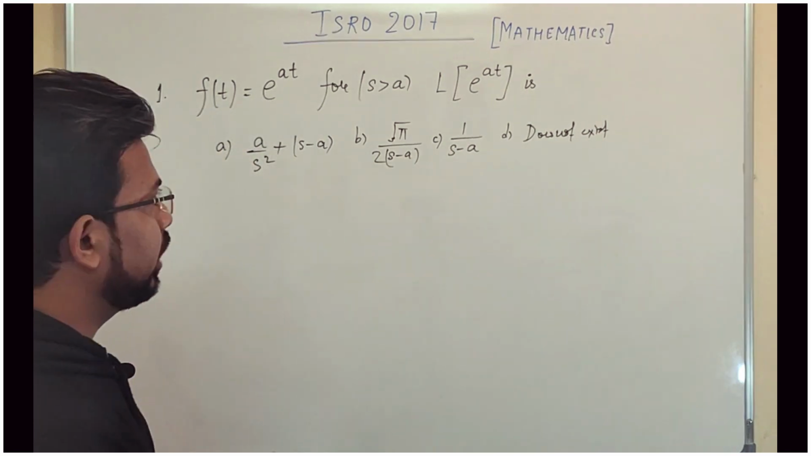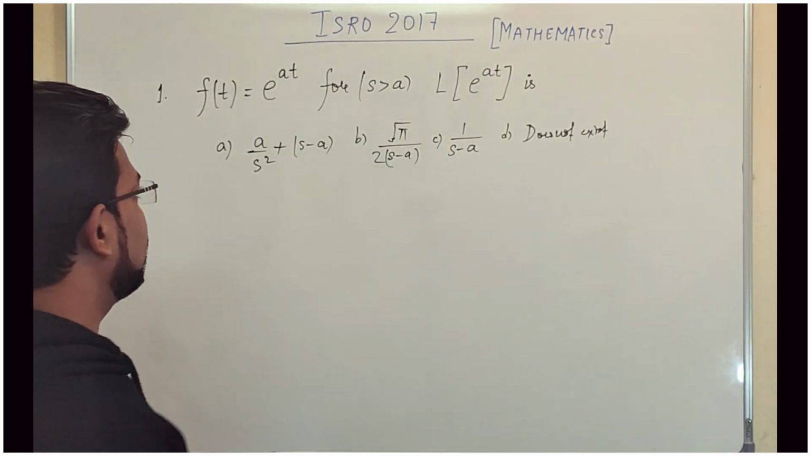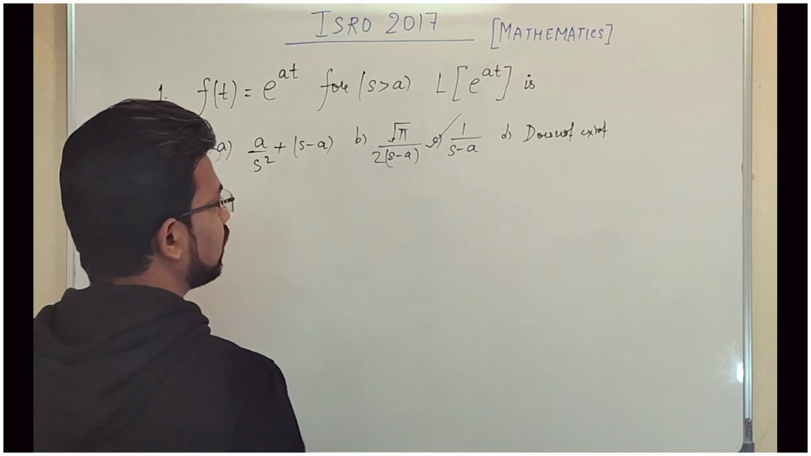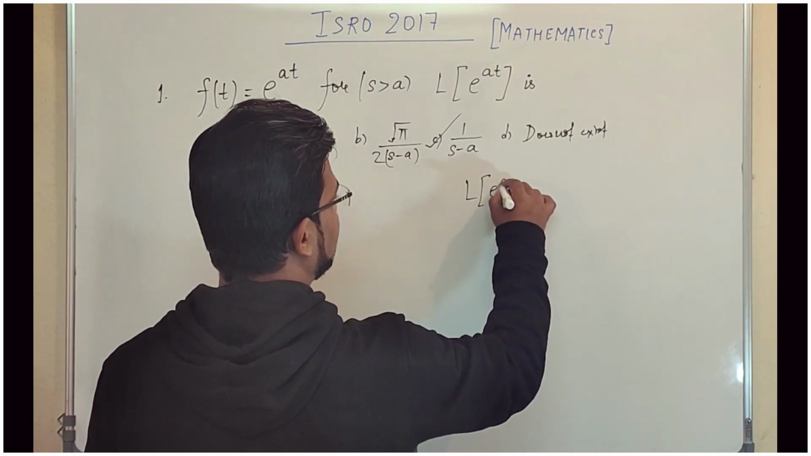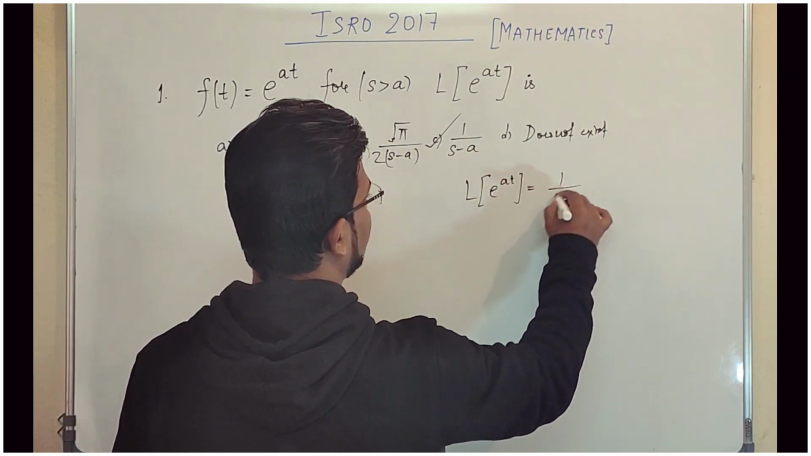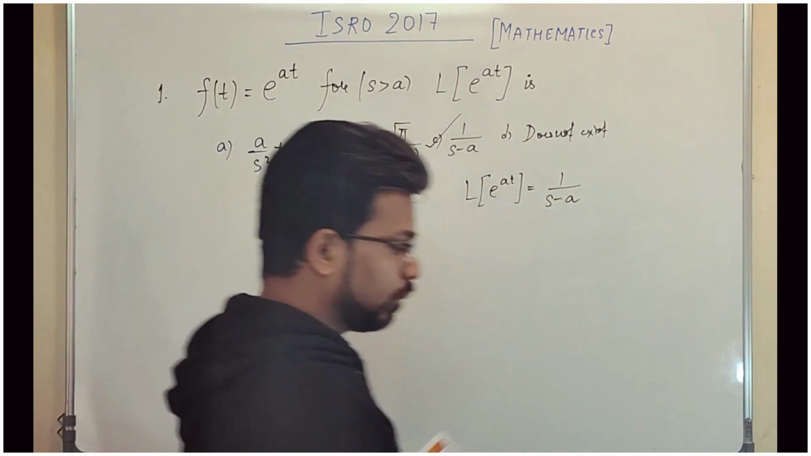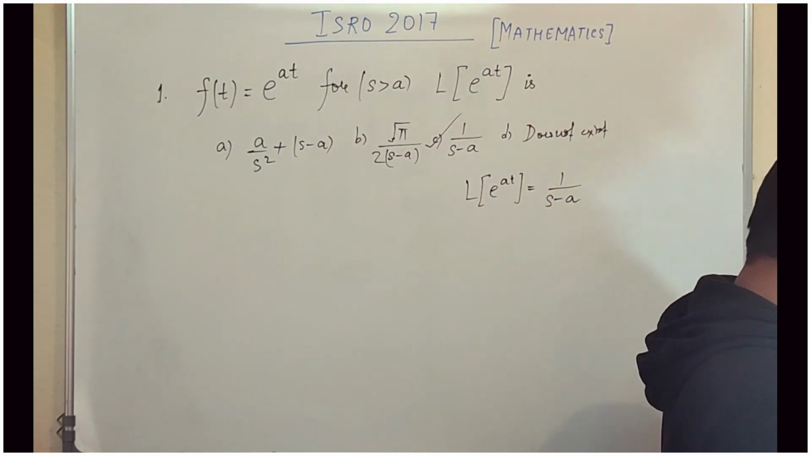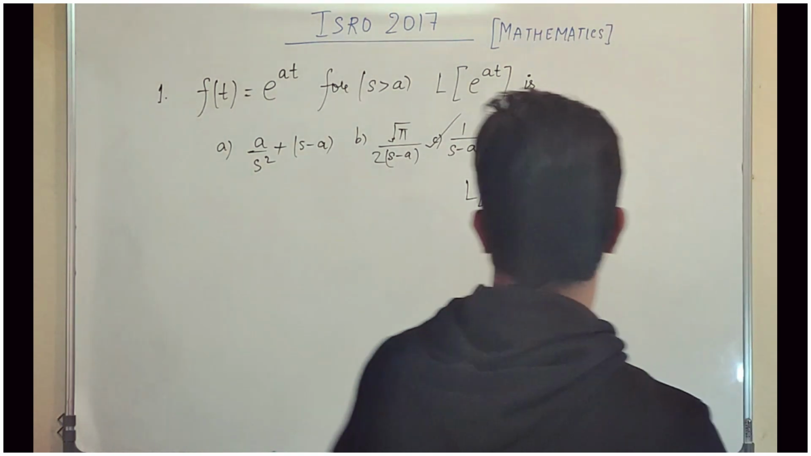Very simple question. L of e to the power of at, we know that it's nothing but 1 by s minus a. So L of e to the power of at is equal to 1 by s minus a, a direct formula based question. So the option C is correct. We have another question.